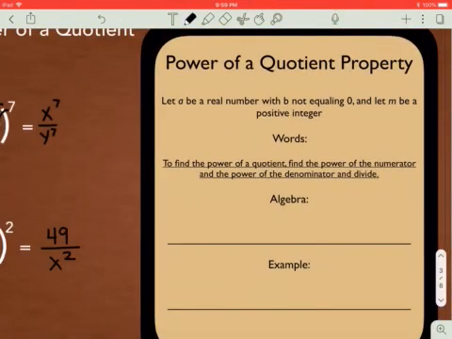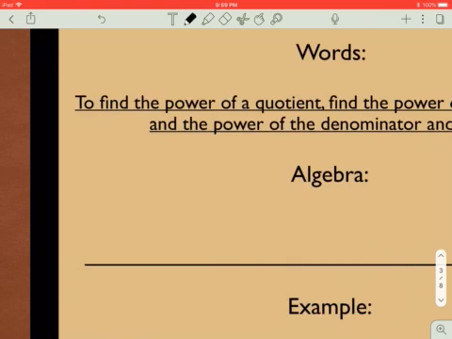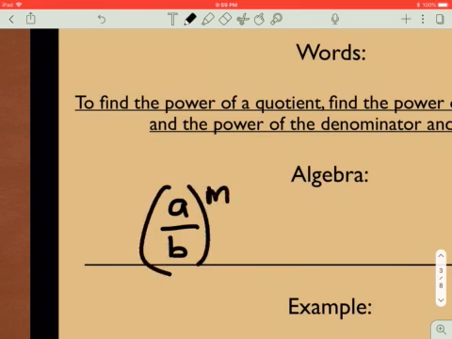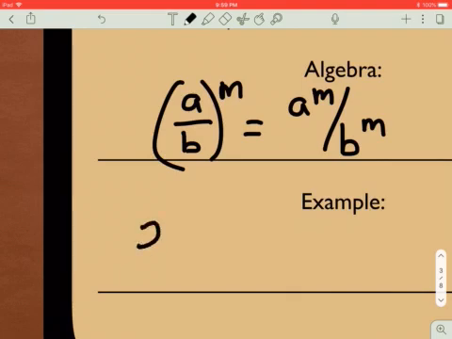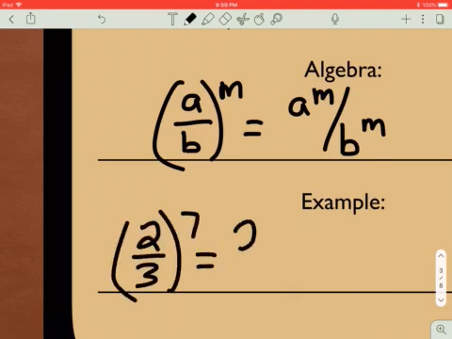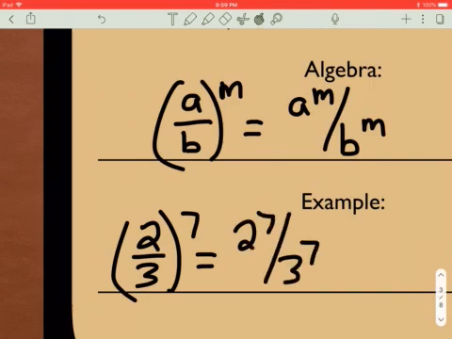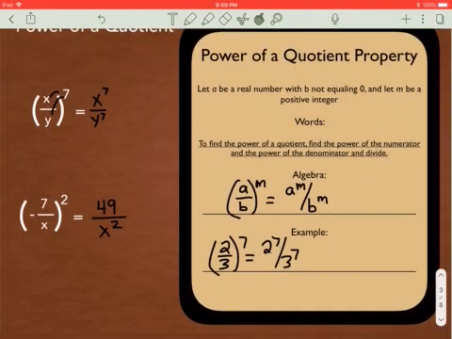If we look at our notes over here in algebra, we can just say that if I have a over b all to the mth power, that's the same as a to the m over b to the m. Same exact answer. And once again, if I make one up, let's say we have 2/3 to the 7th, I just give both my numerator and my denominator that exponent. And that's all that says there. Okay. Hopefully so far so good.